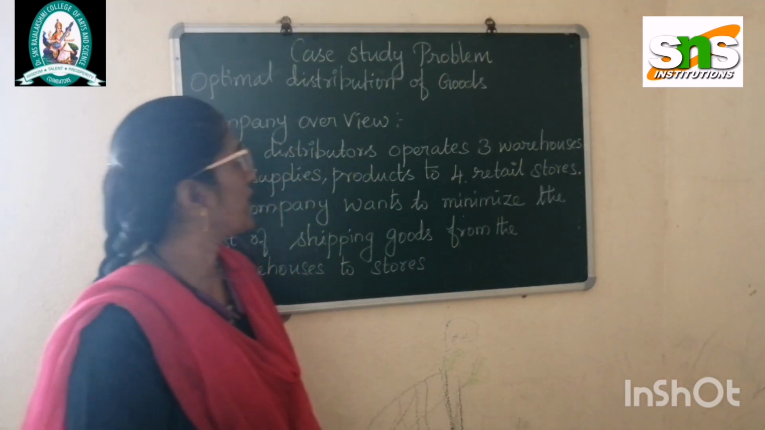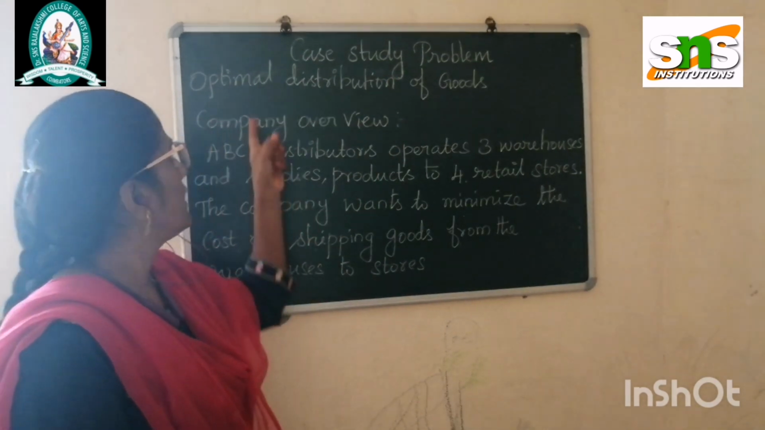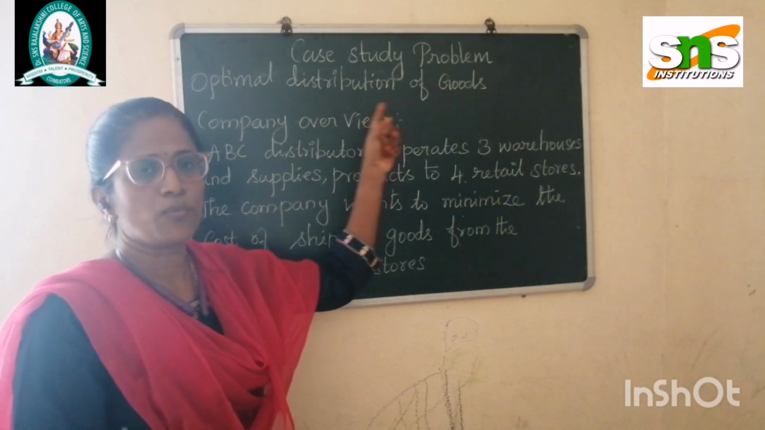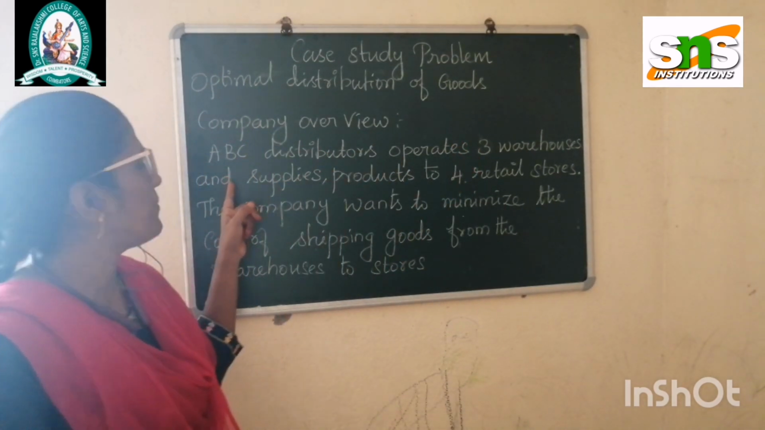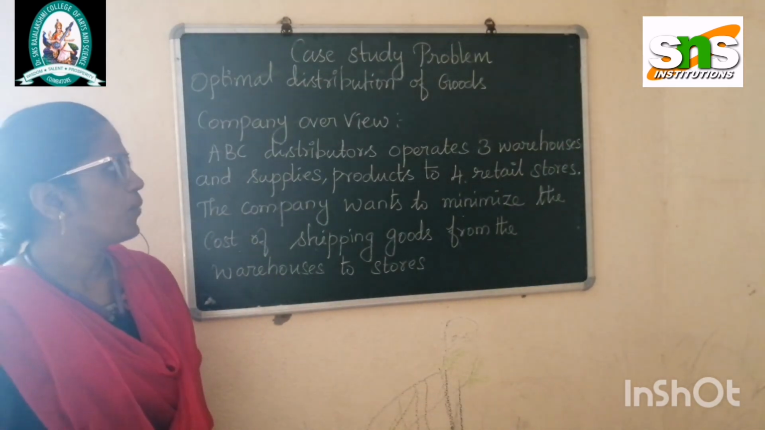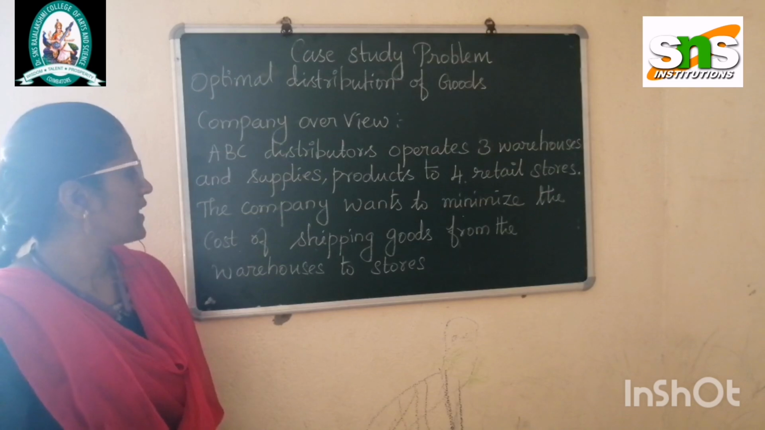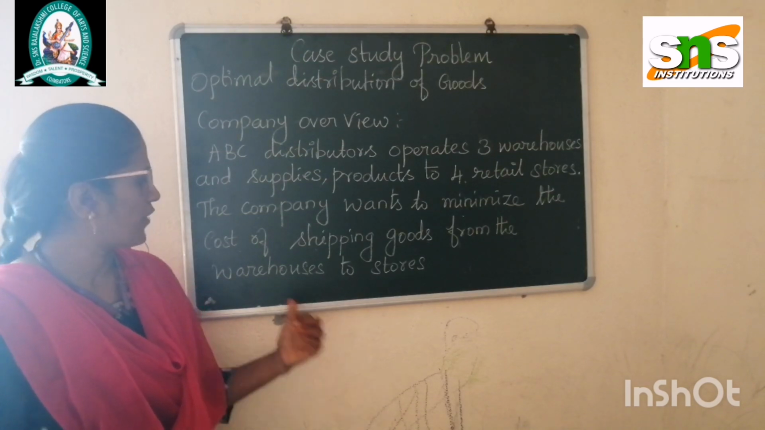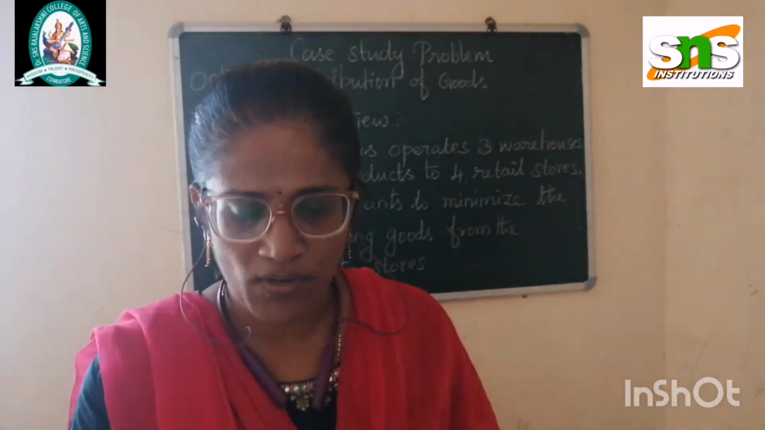Today we are going to see the case study problem. This problem is in transportation problem. This is based on optimal distribution of goods. The company overview: ABC Distributors operates 3 warehouses and supplies products to 4 retail stores. The company wants to minimize the cost of shipping goods from the warehouses to stores. The data are given here.